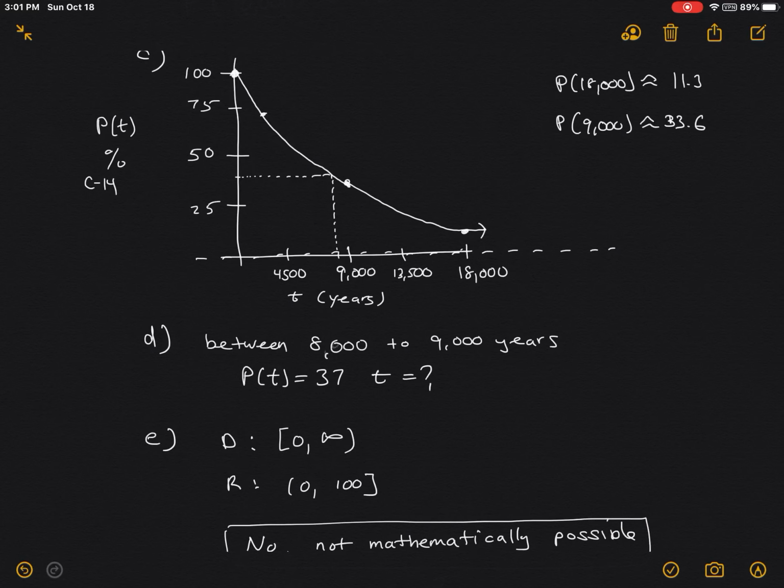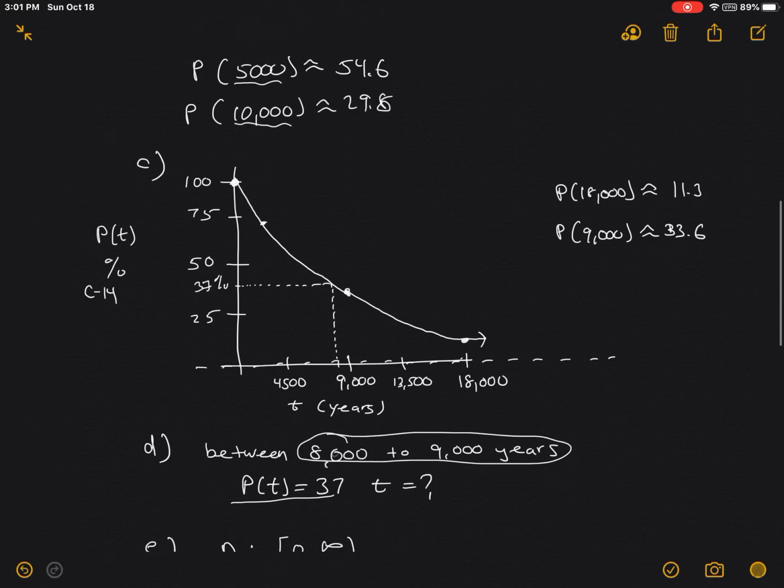Then part D asks you to estimate from the graph the age of the bone if the bison bone is 37%. So 37%, I would say, is roughly around here, and then it hits the graph right around there. This is an estimate, so I would say between 8 to 9,000 years as my estimate.